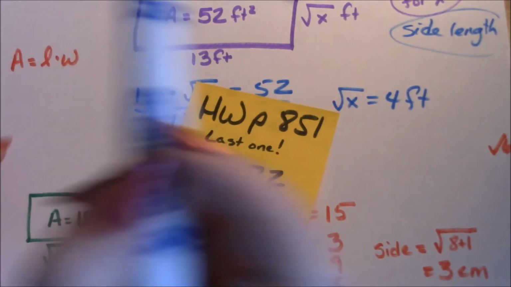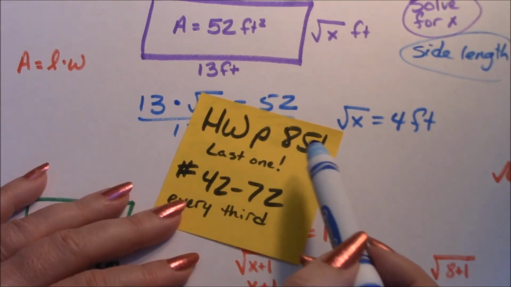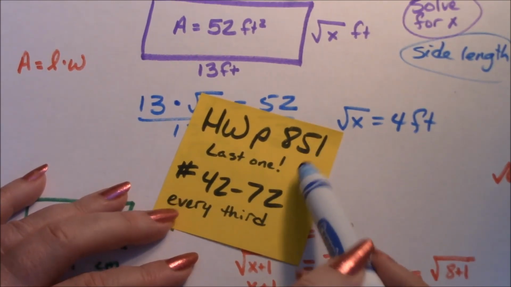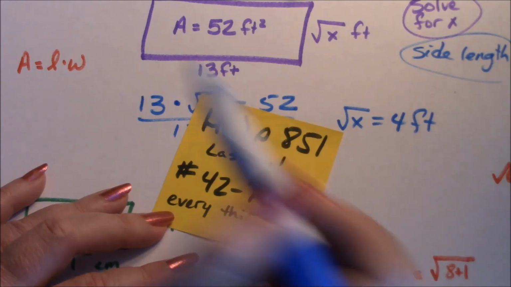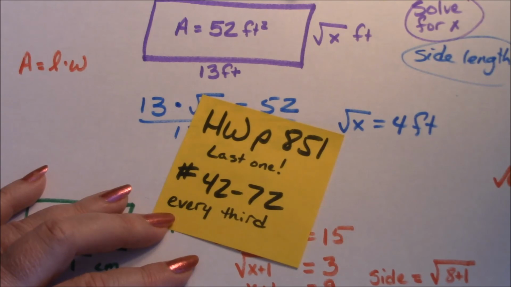Your homework for tonight, the last section is page 851, and you're going to do numbers 42 through 72 every third. Please make sure you ask if you have any questions, and I will see you next time.